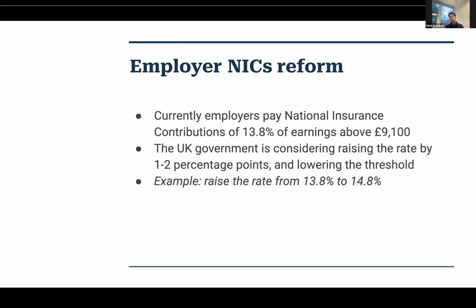So currently, how it works is employers pay national insurance contributions of 13.8% of earnings above what's known as the secondary threshold, which is £9,100. So if you had someone earning £30,000 a year, you'd subtract 9,100 and multiply by 13.8%, and that's how much the employer has to pay for this tax.